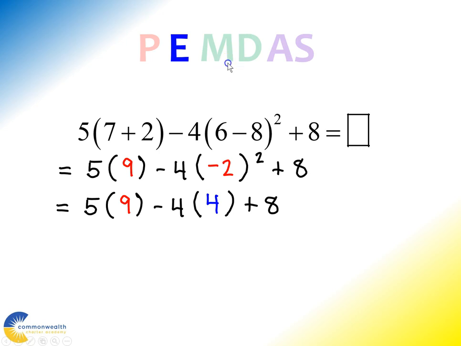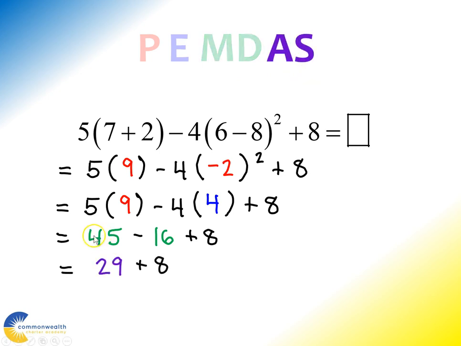So now I'm going to take care of any multiplications and divisions from left to right. And I did have two multiplications, a 5 times 9, which is 45, and a 4 times 4, which is 16. Notice I'm keeping the signs there. So this problem now is 45 minus 16 plus 8. And now I'm going to handle my additions and subtractions from left to right. So I deal with the 45 minus 16 first.